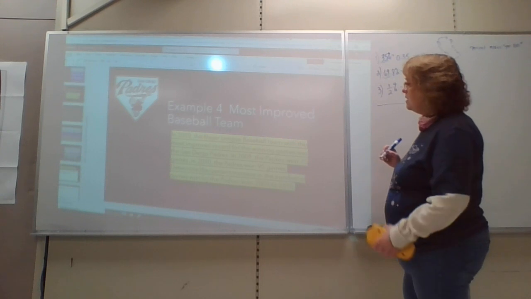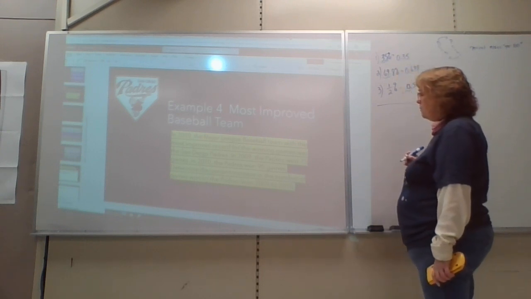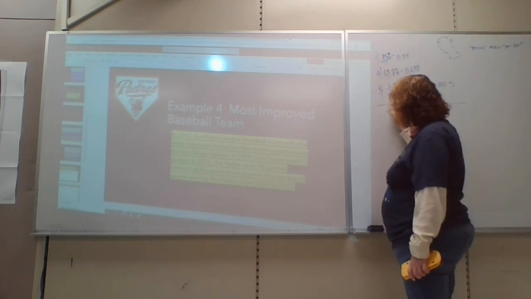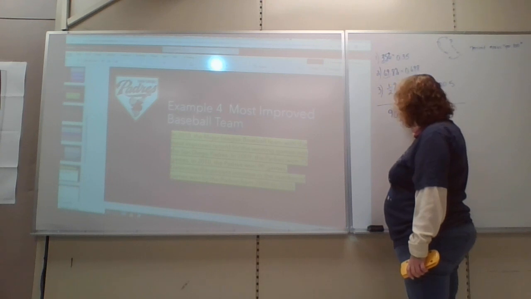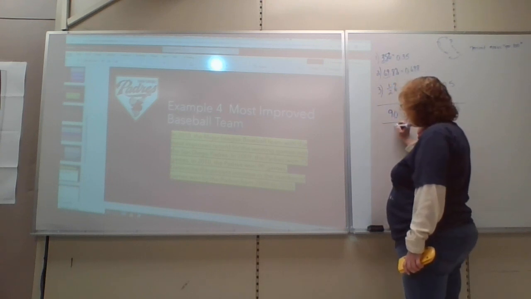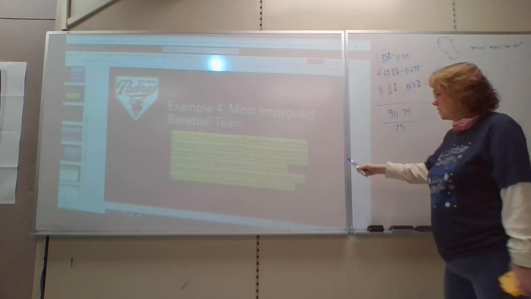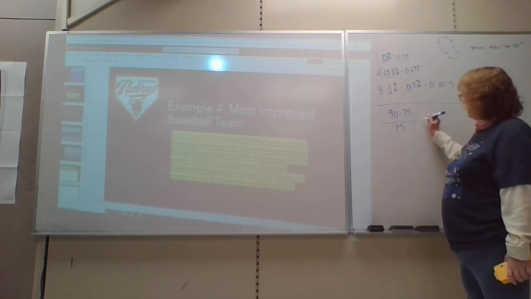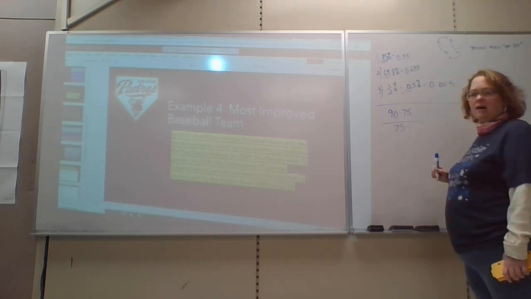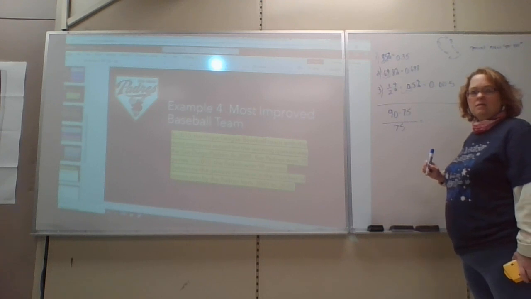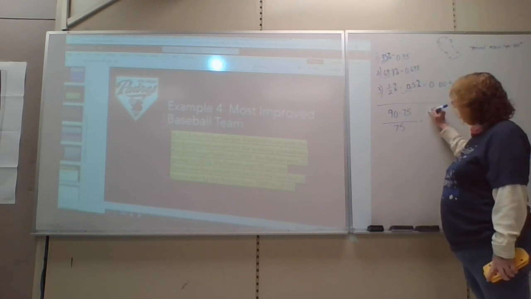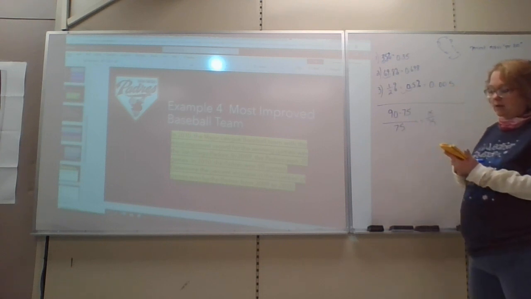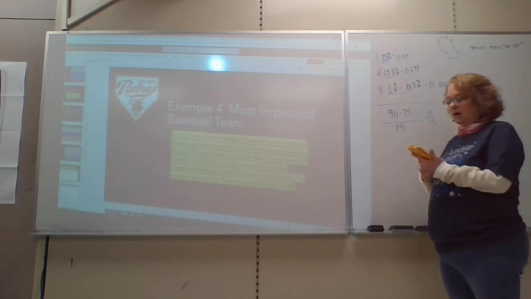As you remember in the last slide, we would take the recent one, which is 90, minus 75, over the previous one, which is 75, right? Because 75 was previous, since it was in 2009. So what is 90 minus 75? 15. So on my handy dandy calculator, 15 divided by 75, and I get 0.2.